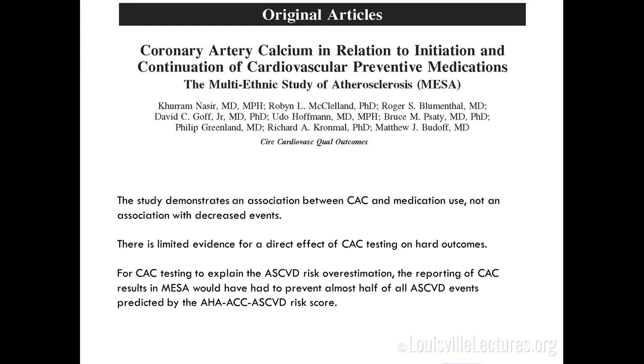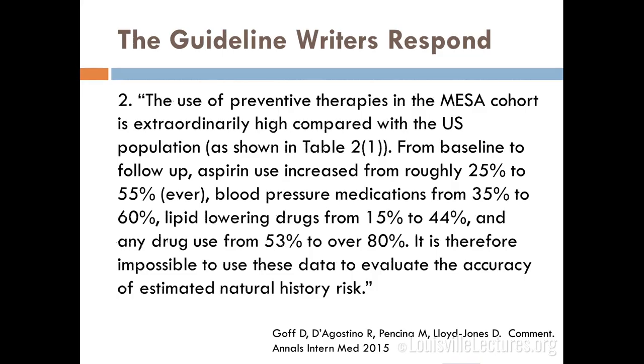And then finally, we point out that if coronary artery calcium was to blame, it would have to prevent almost half of all the events we saw in MESA to explain the overestimation. And that just seems unrealistic. Number two, the use of preventive therapies in the MESA cohort is extraordinarily high compared to the U.S. population, as we show in our paper. From baseline to follow-up, aspirin increased, all these medications increased. It is therefore impossible to use these data to evaluate the accuracy of estimated natural history risk.